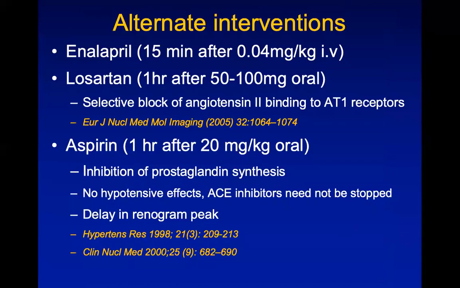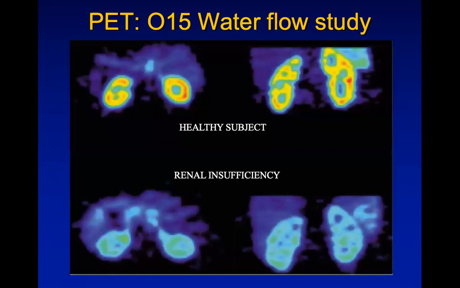So alternatives, if you can't find captopril, you can use enalapril or losartan or even aspirin has been used. Aspirin works by inhibition of prostaglandin synthesis. It has no hypotensive effect. So ACE inhibitors need not be stopped here. There is a delay in the renogram peak as a diagnostic criteria. There have been some studies, but the last ones were done 20 years back. So I don't think anyone is using these anymore. Briefly, the PET tracers can also be used, but only in research settings.